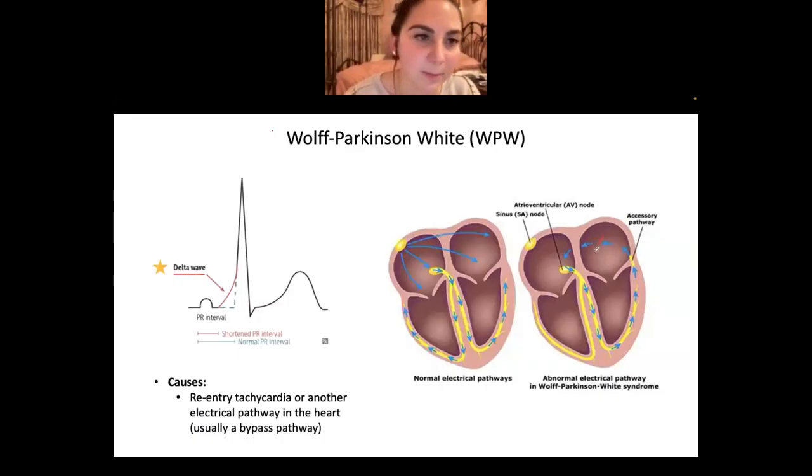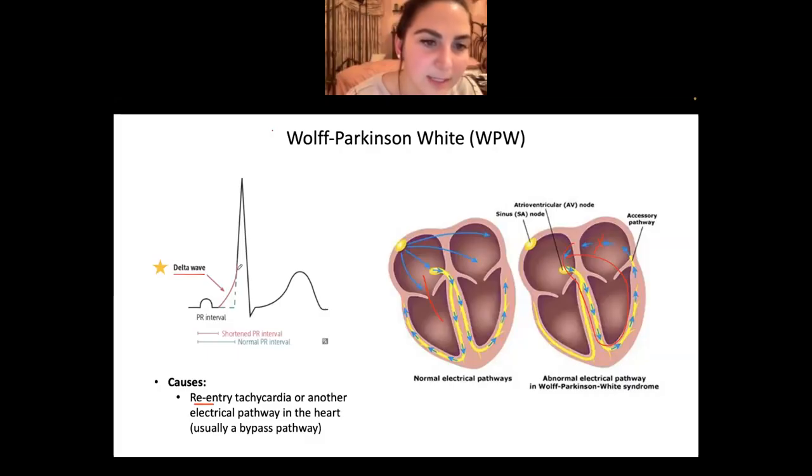That's why a lot of the antiarrhythmics you can give are going to blunt this reentry pathway. That's what's happening here. So talk about it as a reentry tachycardia or a bypass pathway, which it's not showing here, but you can also bypass through the bundle of Kent. You can do whatever. But what's important to know with Wolff-Parkinson-White is that we have this delta wave.